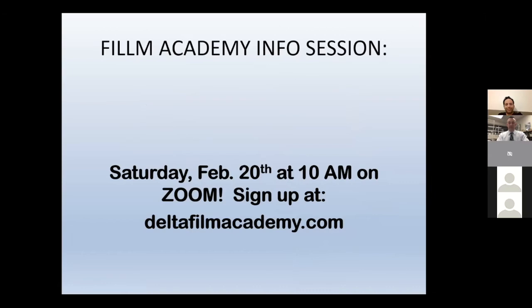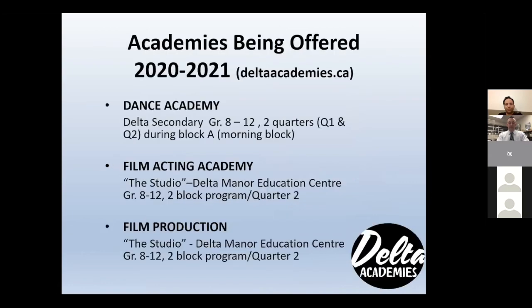So I'm going to briefly touch on academies being offered in 2020 to 2021. Due to COVID, they are limiting what academies are going to be running next year. To get the most up-to-date information, you want to go to deltaacademies.ca. So next year, they are offering Dance Academy. If you look at my description here, it's open to grade 8 to 12 students. Dance is happening over 2 quarters, quarter 1 and 2, block A.